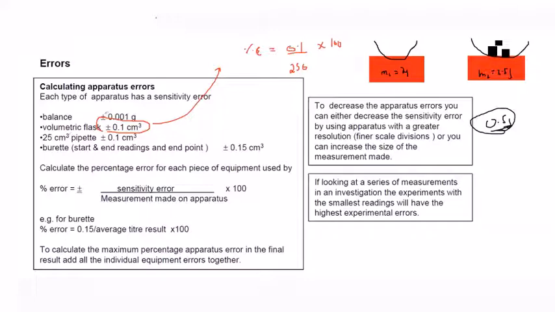But what about the error? For example, if the balance is 0.001, then 0.001 divided by the value recorded, 0.5, multiplied by 100. But this will not be correct. Why? Because we read the balance twice. That's why it's in uncertainty. The smallest value should be multiplied by 2. Is it clear, this concept of measuring the percentage error?